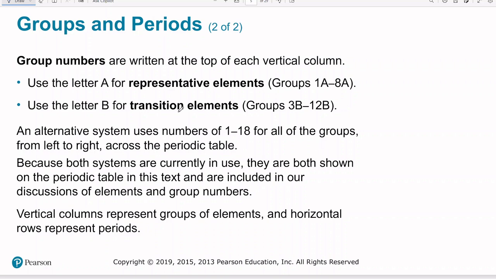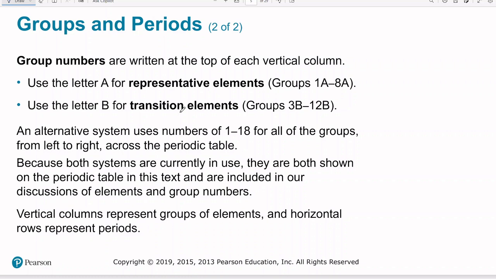Group numbers are written at the top of each vertical column. We use the letter A for the representative elements, which are also called the main group elements, and the letter B for the transition elements. There's another system that uses numbers 1 through 18 for all the groups from left to right in order.